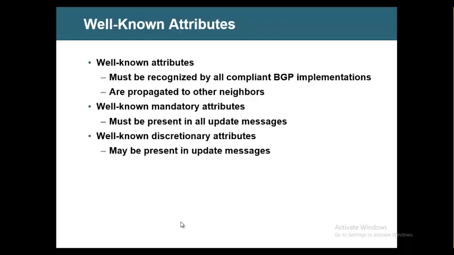Look at this. Well-known attribute means what? This attribute must be recognized on all BGP compliant devices, all BGP devices. And these attributes are propagated along with the network advertisement. When the network is advertised, the attribute of that network is also advertised to the other neighbor.